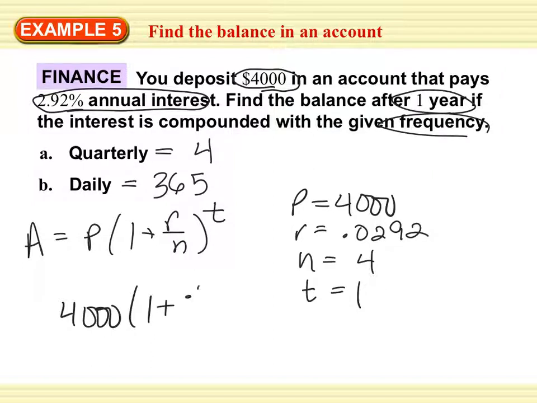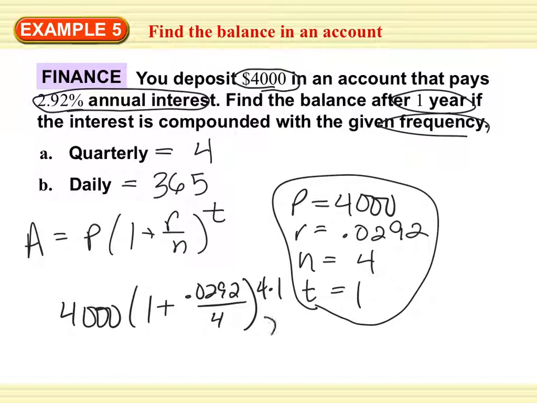1 plus 0.0292 over 4 raised to the 4 times 1. Ran out of space. You do all the math on this, and you've got an answer of $4,118.09. Okay? Dollars.